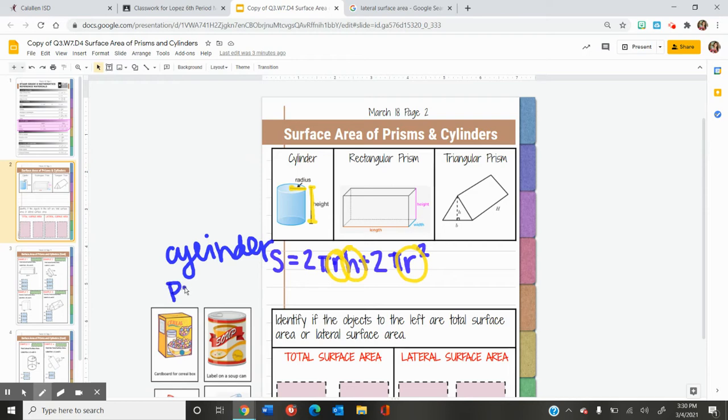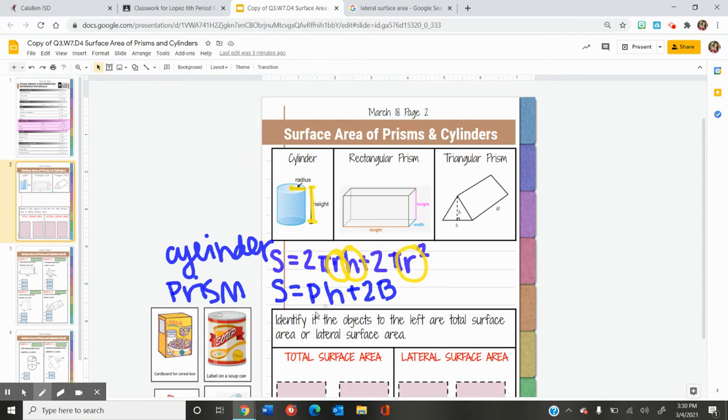Now, when we're talking about a prism, the formula for surface area of a prism, and of course this is total surface area, is P h plus 2 B. The P stands for perimeter. The h stands for the height of our shape, so that's the distance between both of our bases, plus 2 times the area of my base. So I'm going to find the area of my base shape.